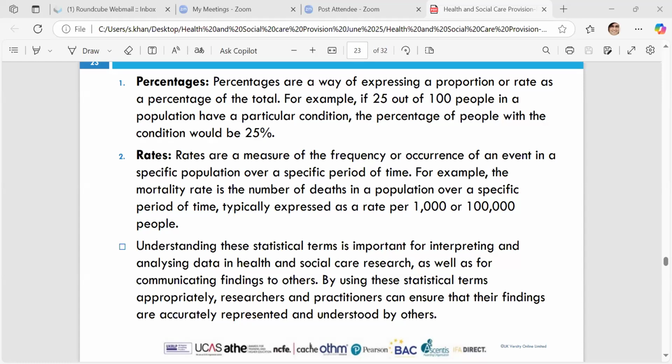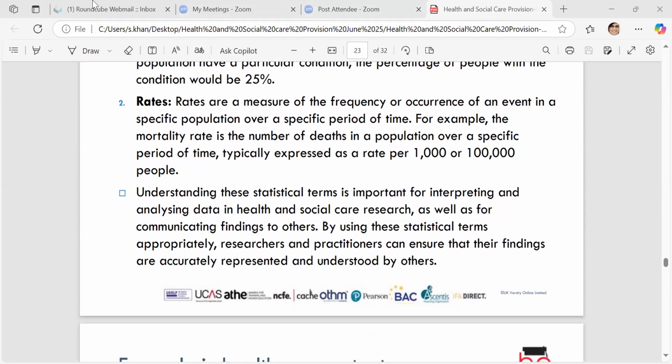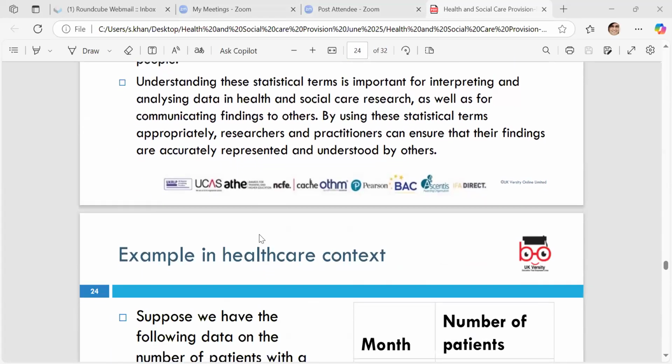any data. So any findings are communicated through that, and researchers and practitioners can ensure that findings are understood and accurately represented by others as well. So it's really important to have these rates, median, mode, mean, percentage, and rates, because they all work differently, but statistically they identify elements of any sort of findings.